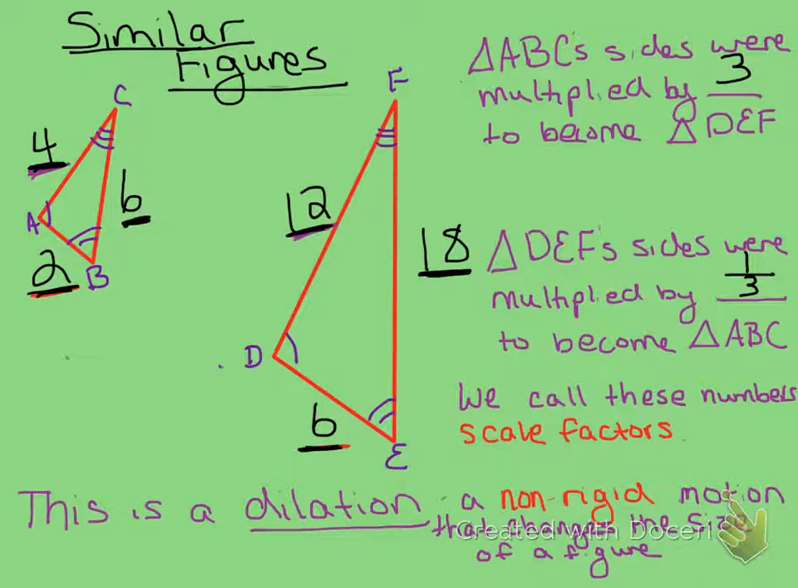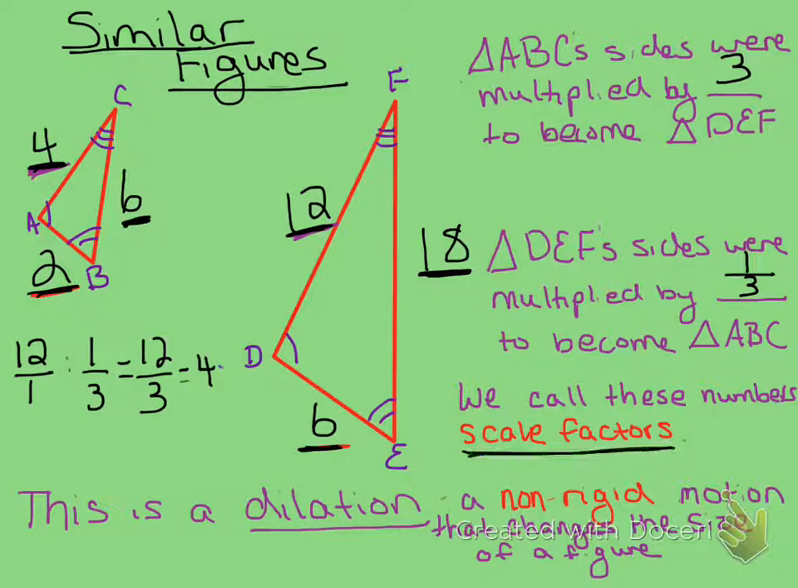So let's just show you why. 12 over 1 times 1 over 3 equals 12 over 3. Remember, I multiplied top times top, bottom times bottom. 12 divided by 3 is 4. Okay, so they were multiplied times a fraction. We call these numbers scale factors, the scale at which the triangles have changed. That's the scale factor. Now, you may remember this from last year when you talked about dilations.